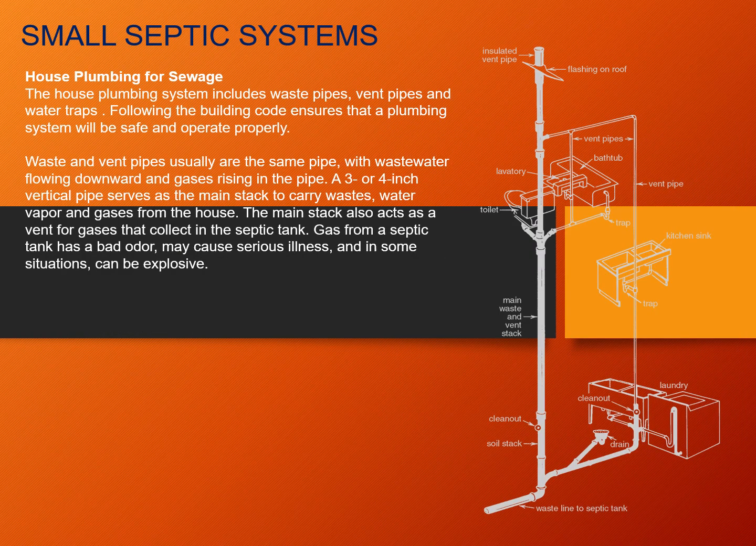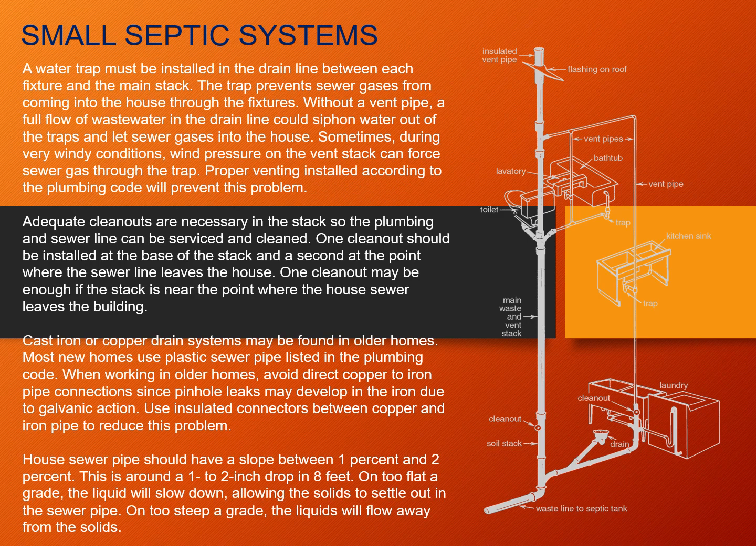Now for the house plumbing for sewage, the house plumbing system includes the waste pipes, vent pipes, and water traps. Remember that the waste pipe should have a vent pipe above it. A water trap must be installed in the drain line between each fixture and the main stack. Adequate cleanouts are necessary in the stack so the plumbing and sewer line can be serviced and cleaned.